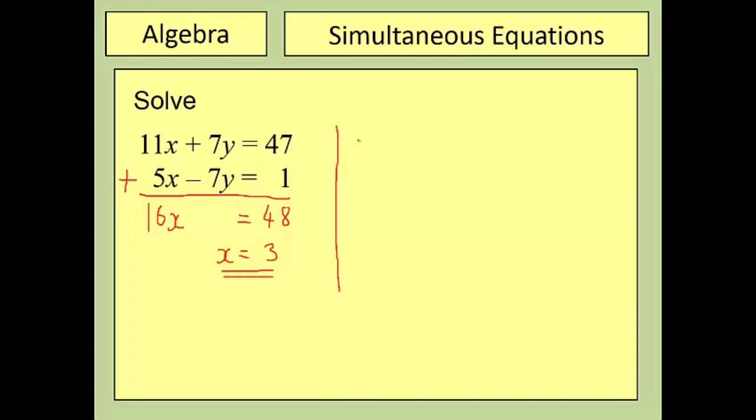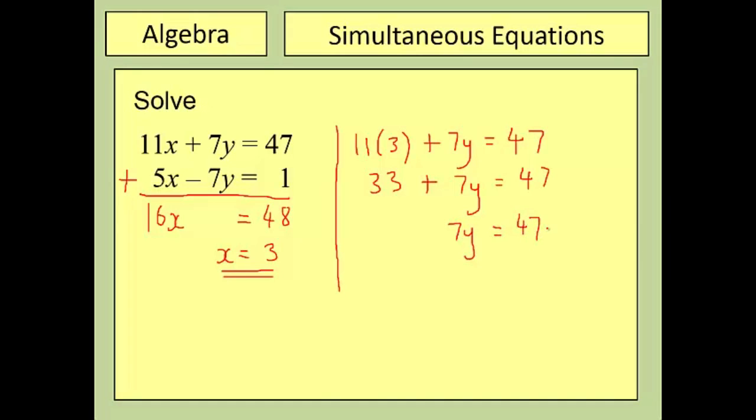And then for the second part, we've got to get y, so we've got 11x, but we know that x is 3, plus 7y equals 47. And I chose the first equation that time because there was a negative here that I didn't fancy dealing with. So 11 3s are 33, plus 7y equals 47. Now subtract 33 from both sides. So 7y equals, well, 47 subtract 33, that's 14, in which case y must equal 14 divided by 7, which is 2.